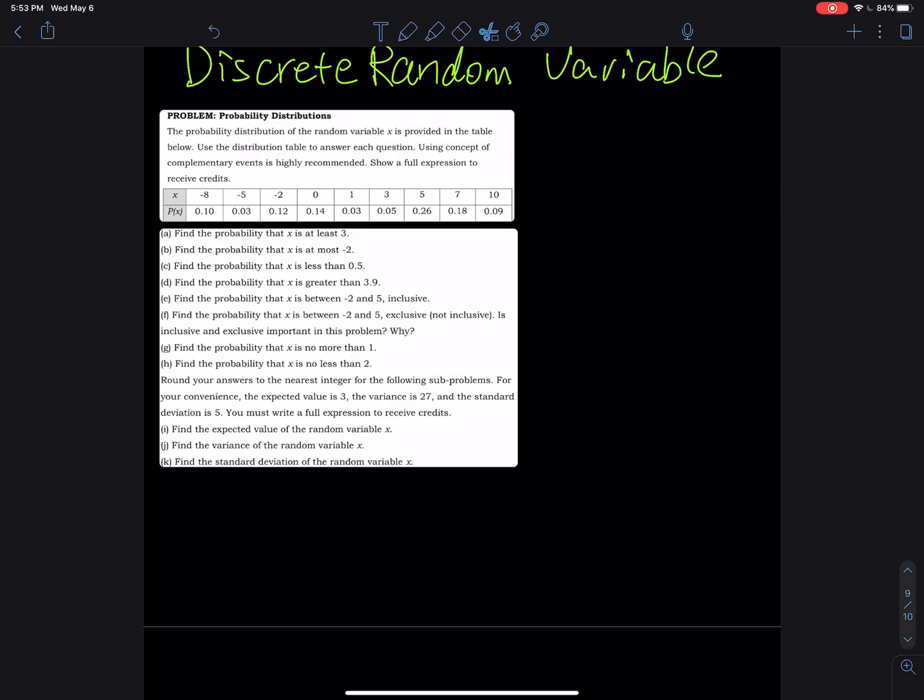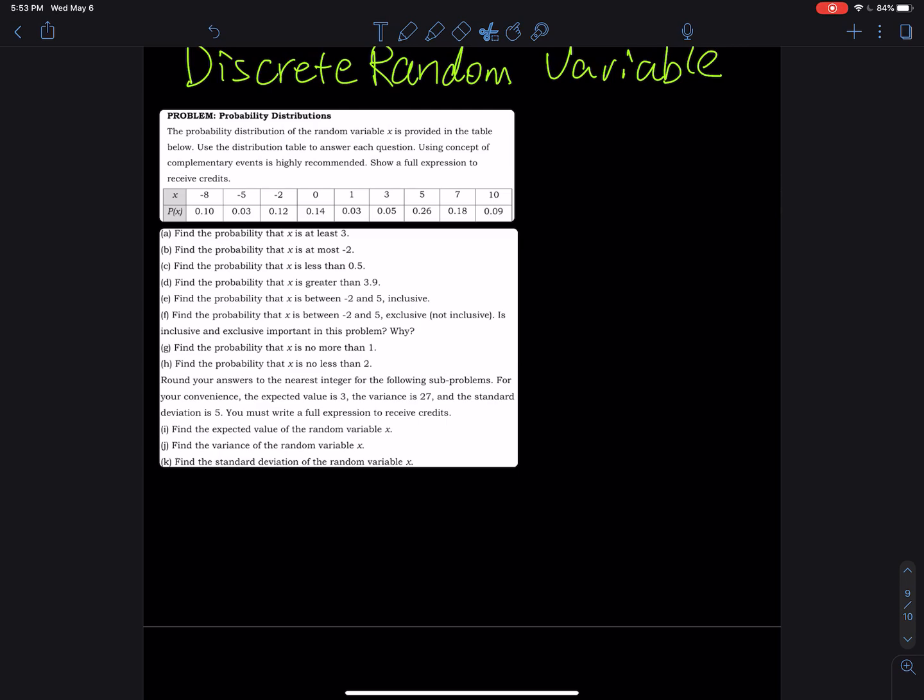So simply speaking, you take an action. The X is one of the results. So every time you take an action, you get a result. Each result has its own probability. So the probability that you will get a 0 is 0.14. The probability that you will get a 7 is 0.18, so on and so forth.